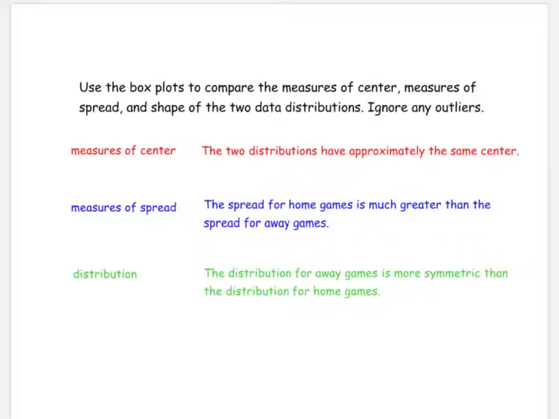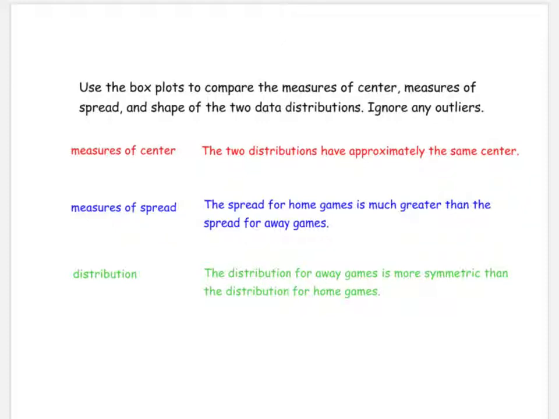So in order to compare these, if we're looking at measures of center, remember we have 2 different measures of center. We have the median and we have the mean. In the box and whisker plot, you cannot see the mean, so we're looking at the median. If we're ignoring any of the outliers like the instructions say, the medians are approximately at the same location. So the measures of center are approximately the same. The measures of spread are the range, the IQR, and standard deviation. Standard deviation you cannot see here.